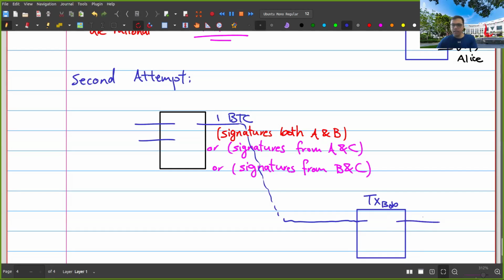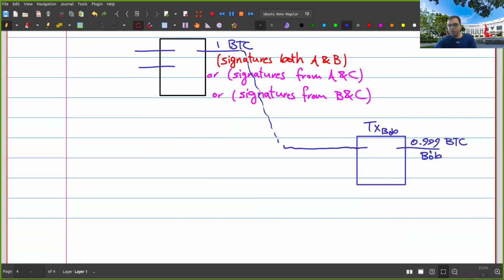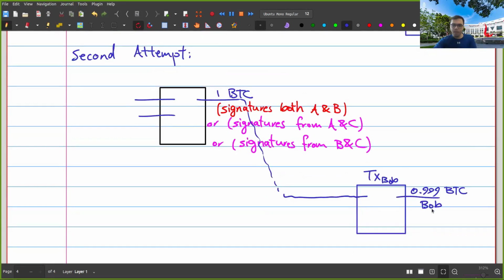And I can say that I want to pay the 1 Bitcoin minus some small transaction fee to myself. Okay, so this goes to Bob. And again, remember, when I just say it goes to Bob, I mean that the script here says that it can be spent whenever there is a signature from Bob. Now, this input, this coin, requires not only a signature from Bob, but also a signature from Carol, assuming that Alice will not sign, right?